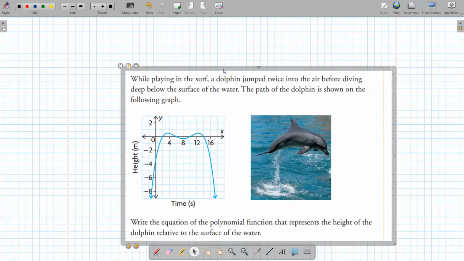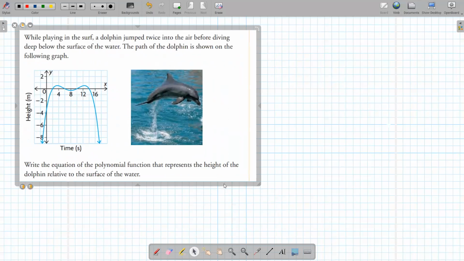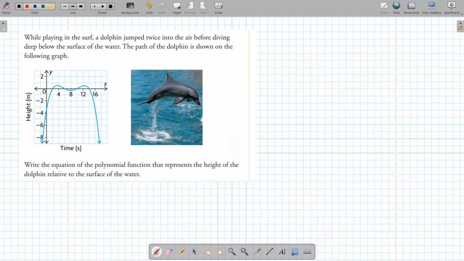A bunch of words. But this is where this is used, by the way. You see, this is going to be a real life application question. We can model the dolphin's path using a quartic function. You see this? Quick question to you here. Is height negative relevant in this problem?